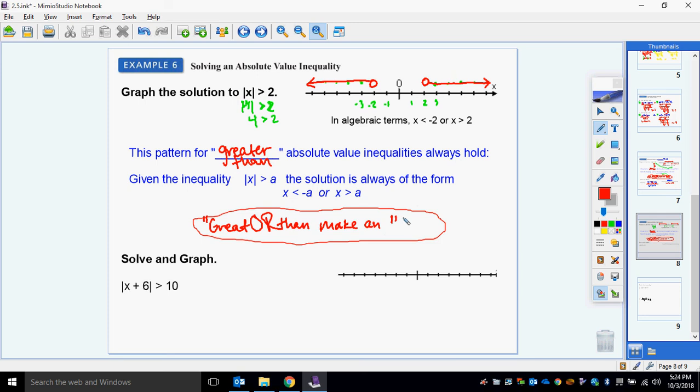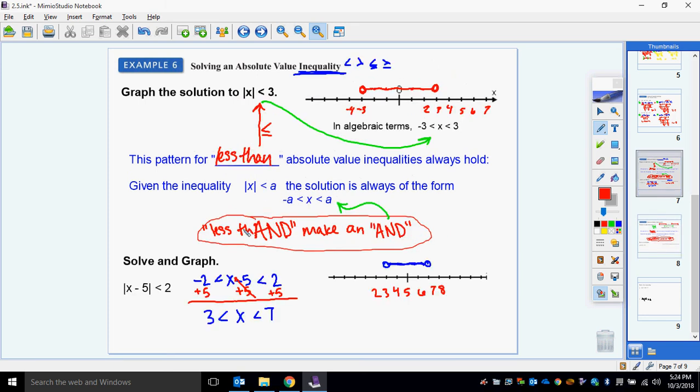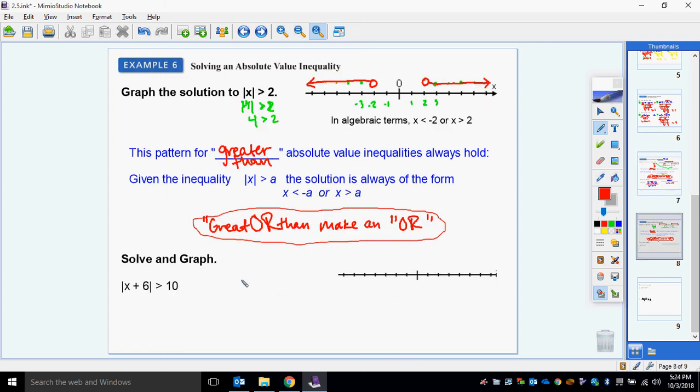make an OR inequality. Okay, so we have less than is an AND inequality where it's smushed. Great or is an OR inequality where you have two different parts. So let's look at this example. X plus 6 is greater than 10. It's a greater than problem. So I need to make two different ORs.